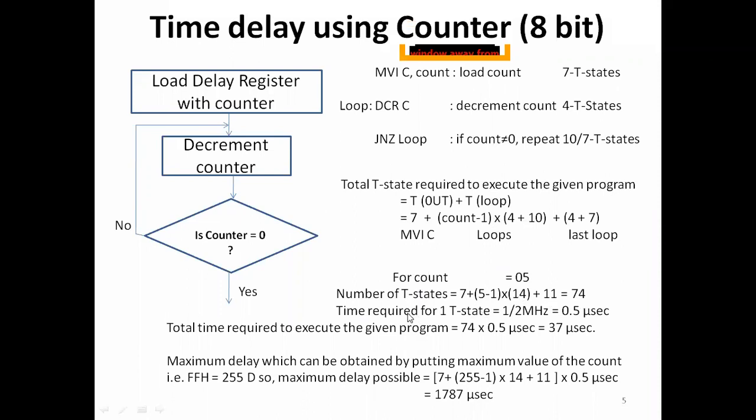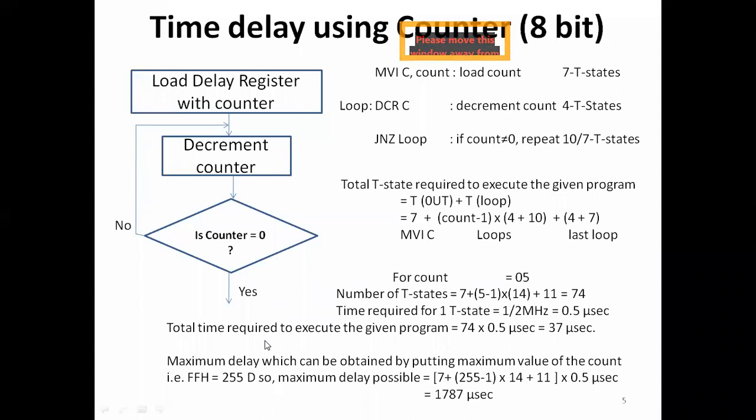If the operating frequency of the microprocessor in which this program is being run is 2 megahertz, then 1 T state is equal to 0.5 microsecond. So the total time required to execute the given program will be 74 into 0.5, because 74 is the total number of T states, and each T state is 0.5 microsecond. So 74 into 0.5 microsecond will be equal to 37 microseconds. So 37 microseconds will be consumed in executing this program if the microprocessor is working on a 2 megahertz operating frequency.